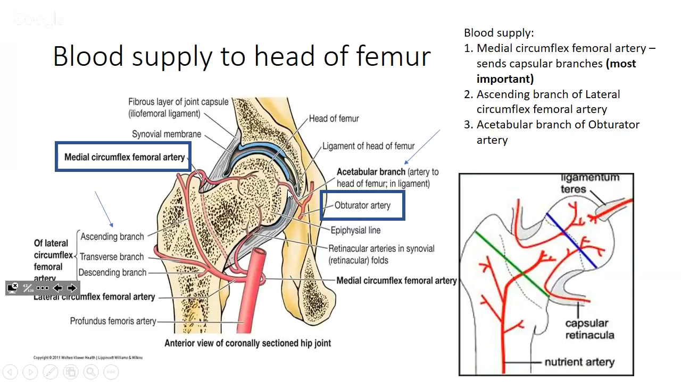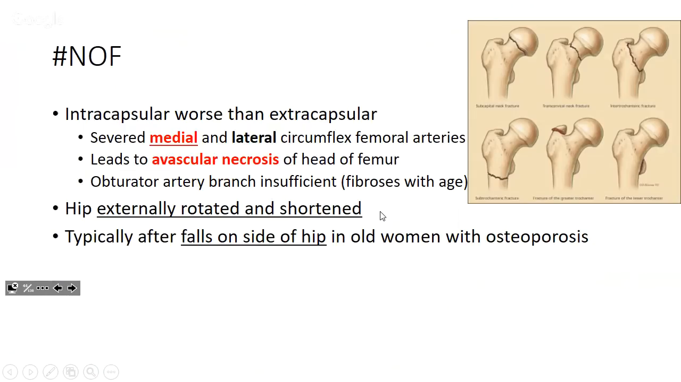However, usually it's insufficient to supply the head, and often with age, it tends to fibrose, so you don't get enough supply. So really the key supply is the medial circumflex femoral artery. There's also a bit of lateral, but it's mainly medial. Okay, so NOF, fracture of neck of femur. Intracapsular fractures are typically worse, as was mentioned. And yeah, this is what we covered in the question.